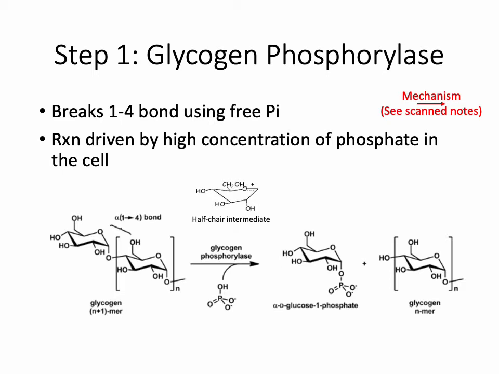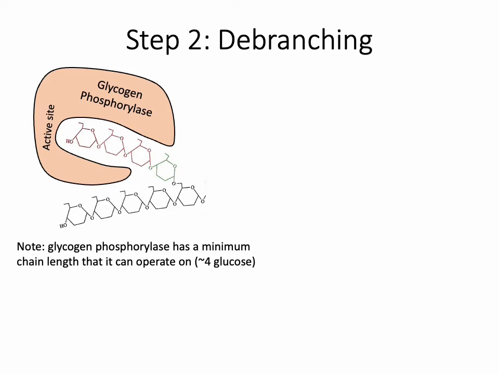The second step of glycogen breakdown is the debranching enzyme. The role of the debranching enzyme actually comes from the structure of the glycogen phosphorylase. Shown over here is a schematic illustrating glycogen phosphorylase. This is a relatively chunky enzyme, and the active site is buried somewhere deep inside the enzyme.